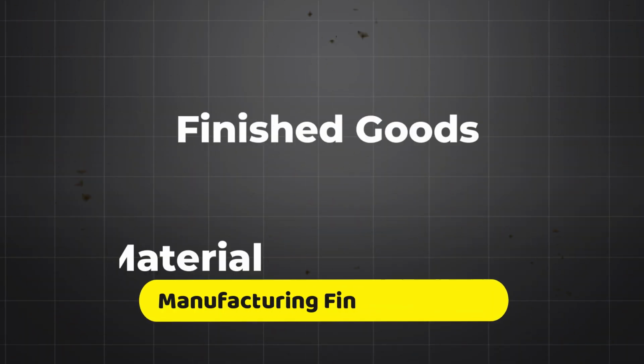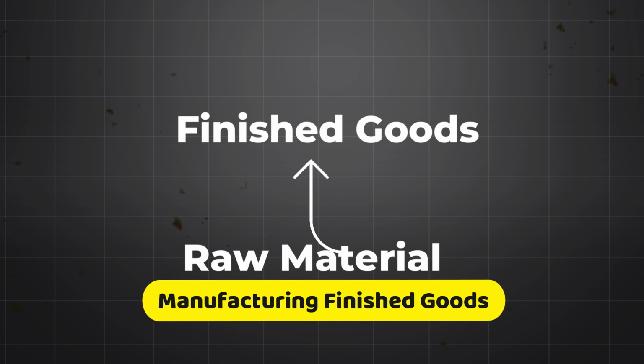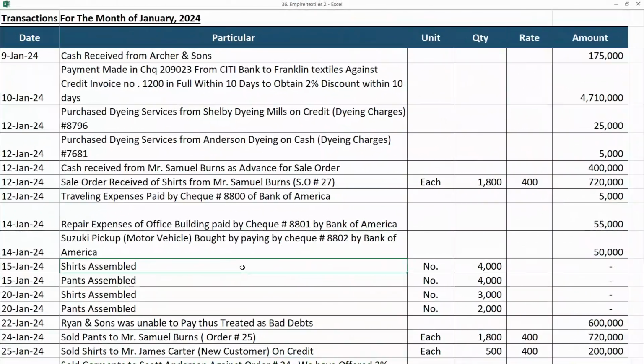And in this video, we are going to learn how we can manufacture the finished good by using the raw materials. And that can be easily done by configuring the bill of materials.